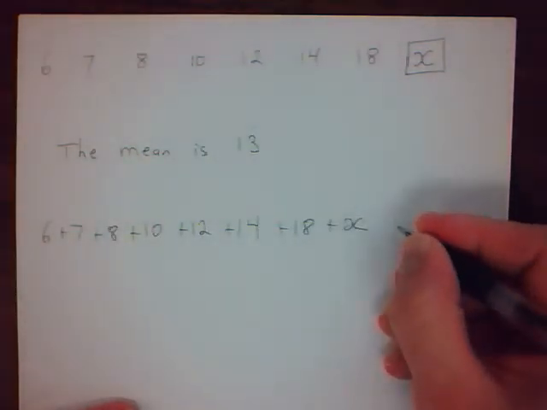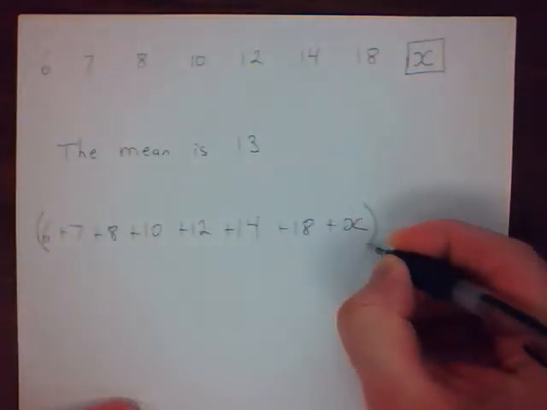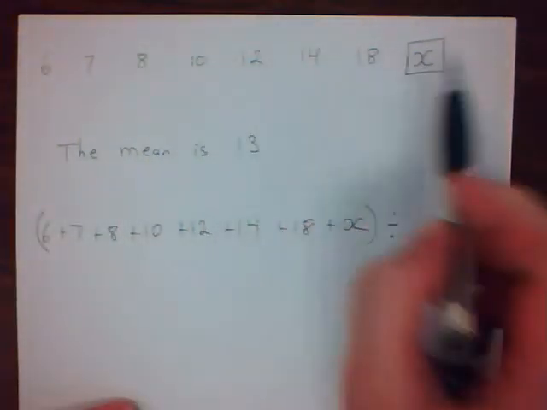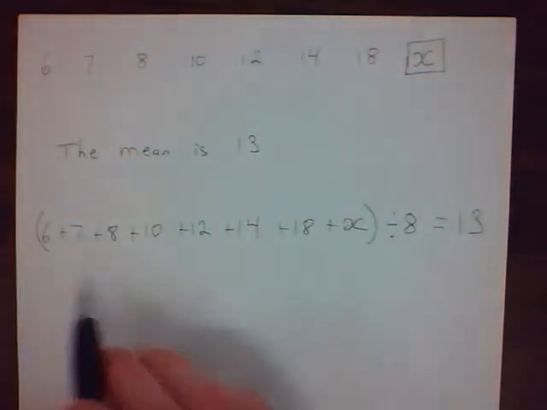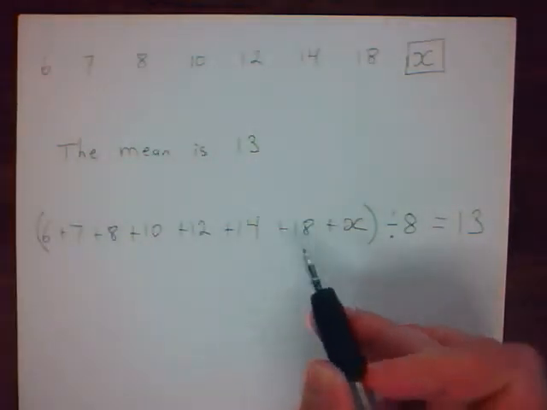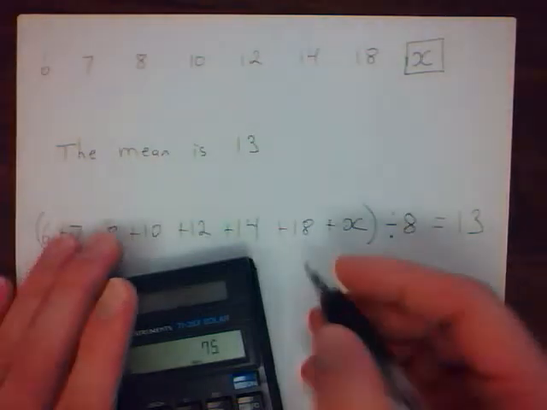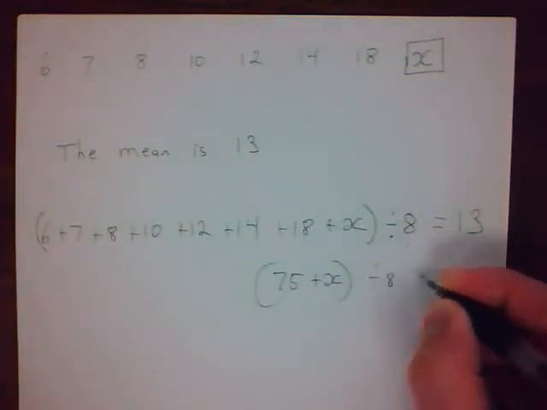And then we have to divide, but here's the thing we have to be careful of. We have to remember order of operations, which means we have to make sure that this goes first before we divide. We're going to divide by 1, 2, 3, 4, 5, 6, 7, 8. And we know that the answer to this is 13. This is now an algebra question. First of all, we can simplify because we can add all of these up, which I'll just do right now. So I know that this is 75 plus x divided by 8 is equal to 13.